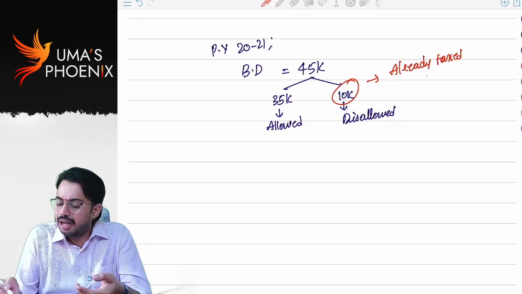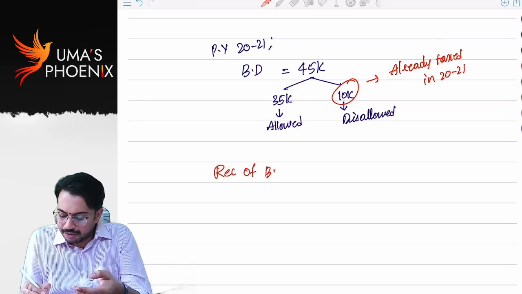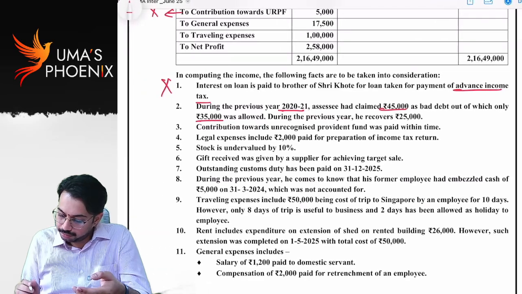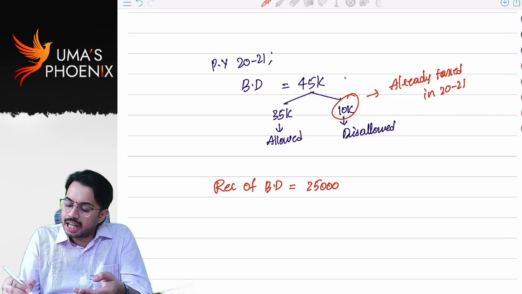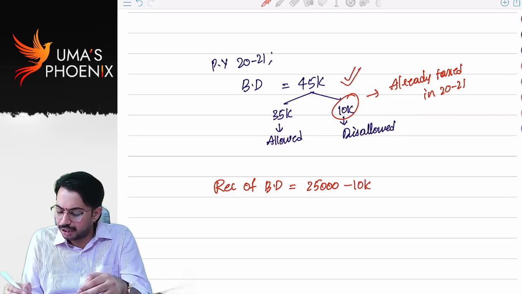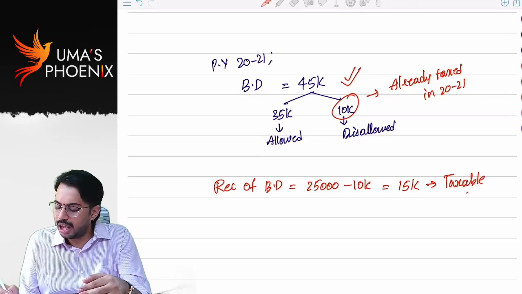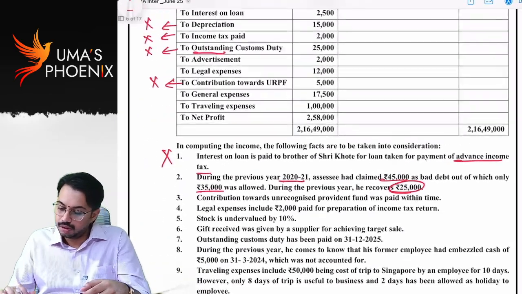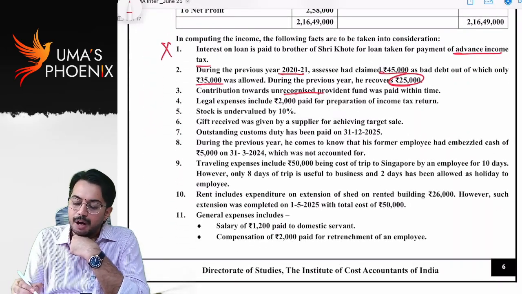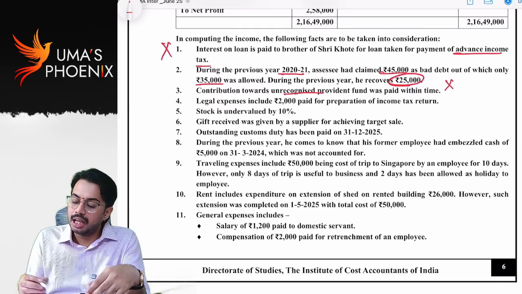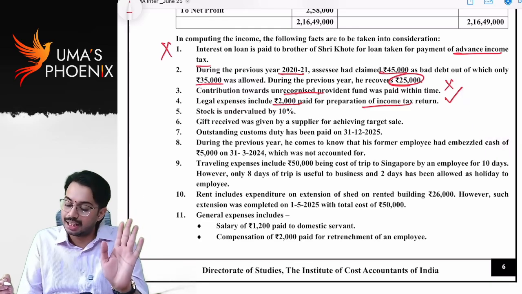Already taxed in 2021. Now how much is recovery of bad debts? Recovery of bad debts is equal to 25,000. Out of 25,000, already 10,000 got taxed earlier, minus 10,000, balance is 15,000. It is taxable now. Okay. Next, contribution to unrecognized provident fund, that is not allowed as deduction. Legal expenses include 2,000 paid for preparation of income tax return, that is allowed as deduction.